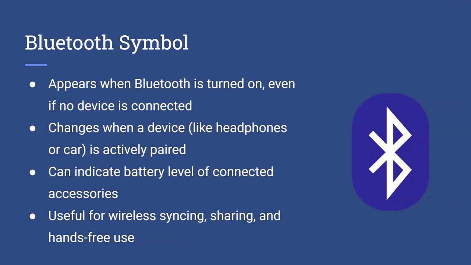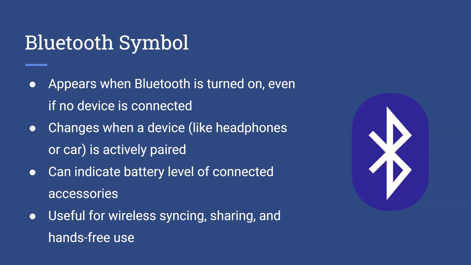This is for people who are using Android. I don't think iPhones do this, but sometimes on Android, right next to the Bluetooth icon, you see a battery icon, and it'll show you how much it's filled up. I don't know how to describe it honestly. It's basically just a Bluetooth symbol and a battery symbol combined. You see it next to the Bluetooth icon, and that'll show you how much battery your connected device has. So not your phone, but the headphones or whatever you're connected to. It's also useful for wireless syncing, sharing, and hands-free use.